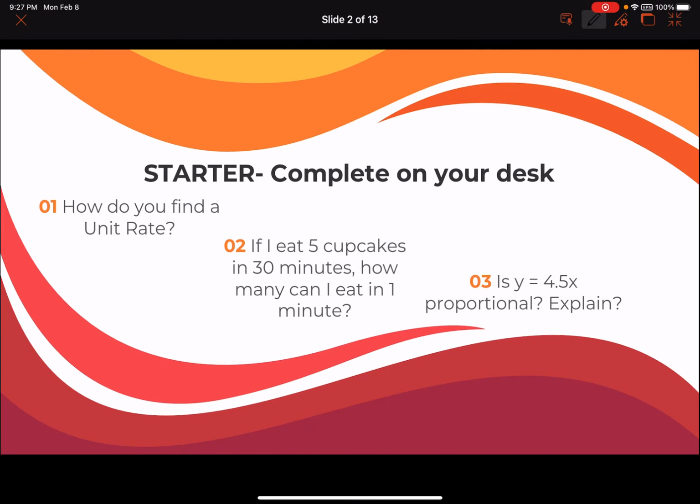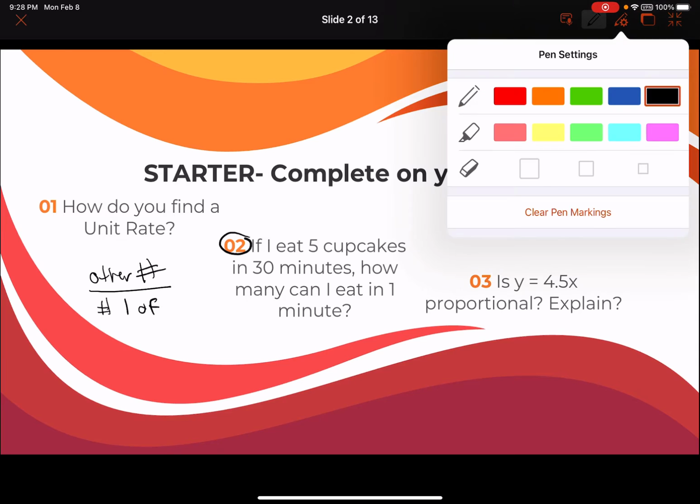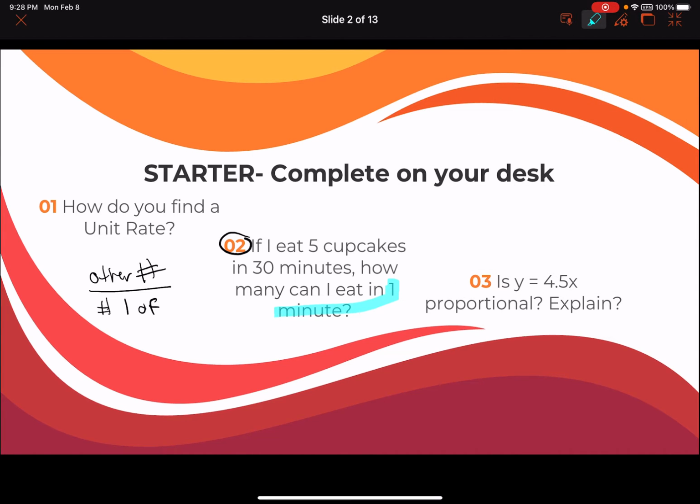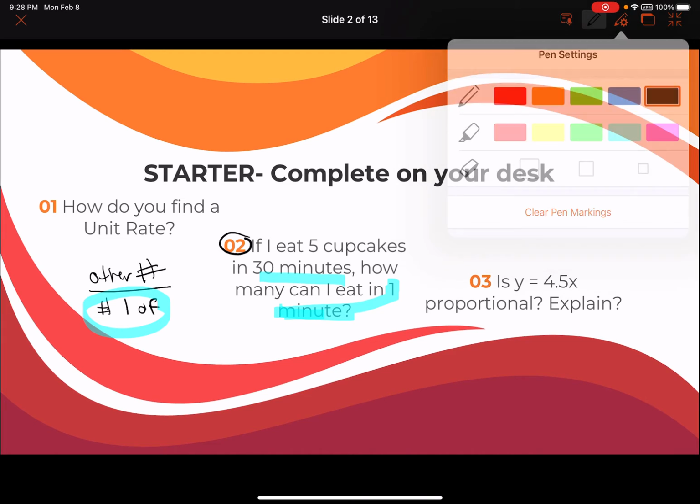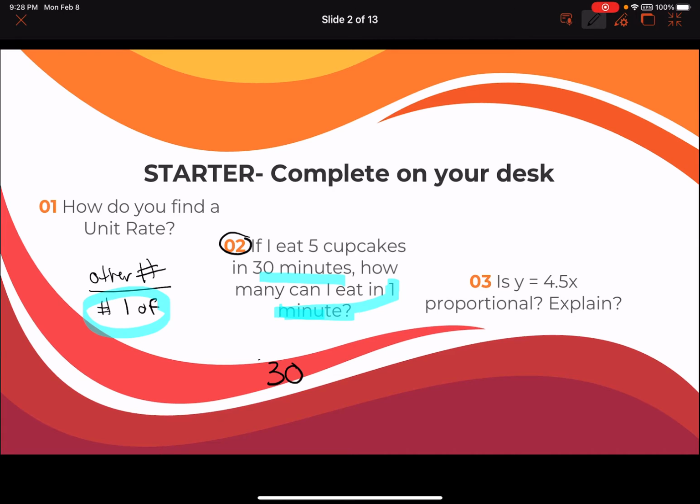We discussed last time that we are now going to find a unit rate by the number for what we want one of over the other number. Now I know this is a little bit confusing, so let's look at it in number 2, okay? Number 2 says if I eat 5 cupcakes in 30 minutes, how many can I eat in 1 minute? So we want to know how many we can eat in 1 minute. So that's our number that we want one of. So that means our minutes is going to be on the bottom of the fraction. So we're going to put 30 on the bottom and then 5 on the top.